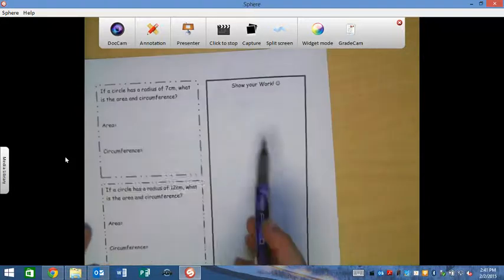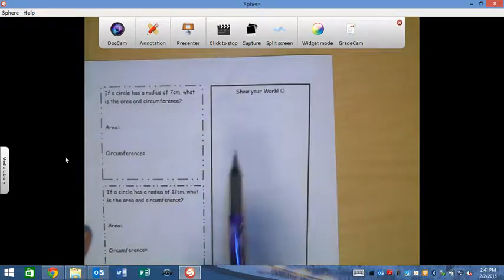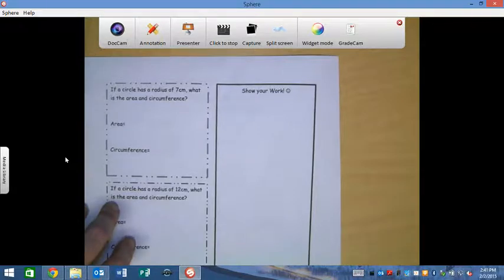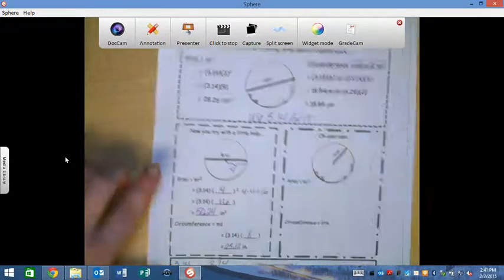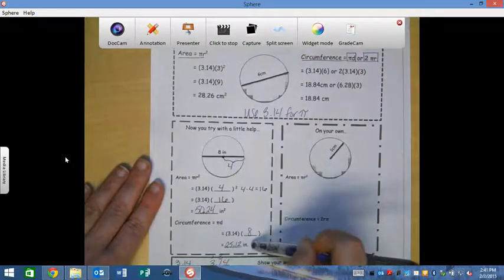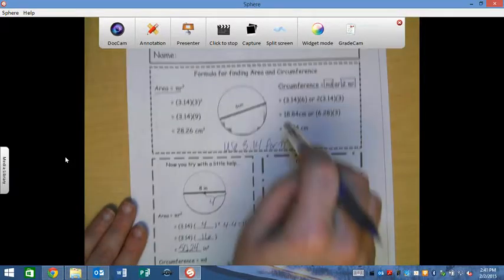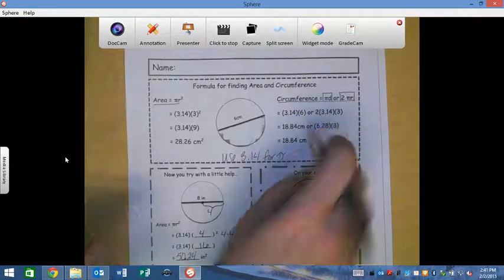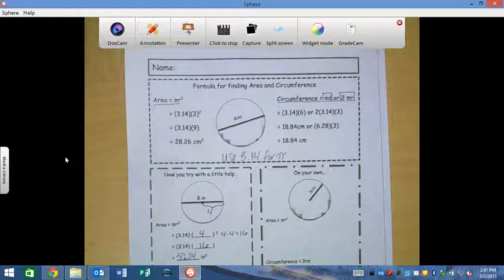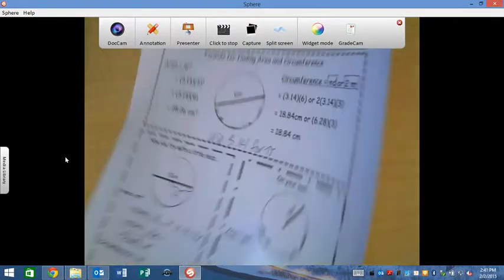There's a big show your work section that you're able to use. That will be left for you for your homework. So you've got an example of area and circumference that we did together, plus 2 examples up here on the top as well that you can use to complete your homework. If you still need help, you need to make sure that you're asking whenever you come in for tutorials.